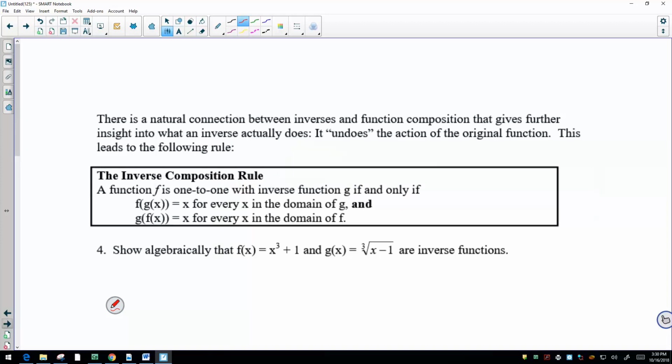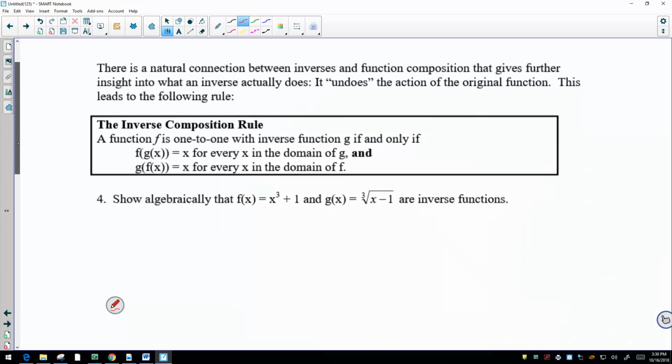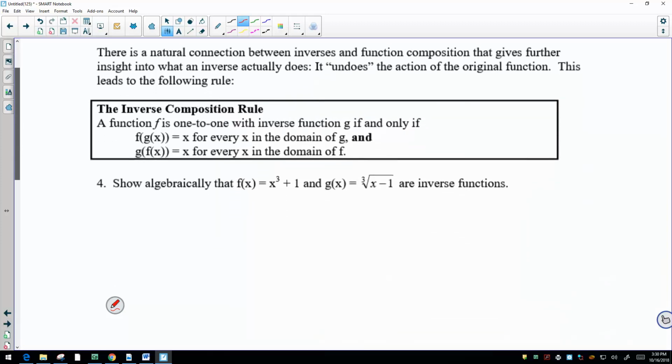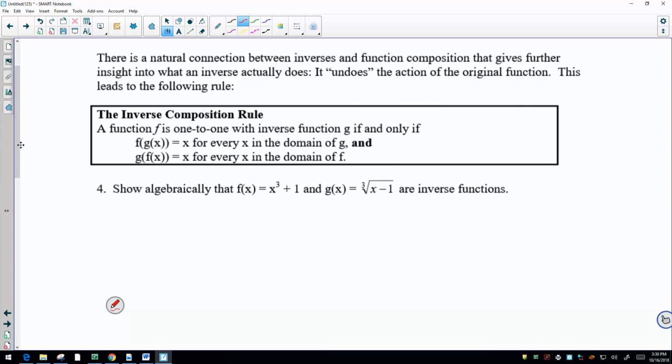Okay, and then the last thing, a way to tell if a function is an inverse. If they're inverses of each other, it's this inverse composition rule, saying that if I compose two functions together and I get out a value of x for each composition, that is going to tell me that yes, in fact, those two functions are inverse functions of each other. So we're going to try this, showing algebraically that f of x and g of x are inverse functions. In order for this to work, we have to do the compositions.